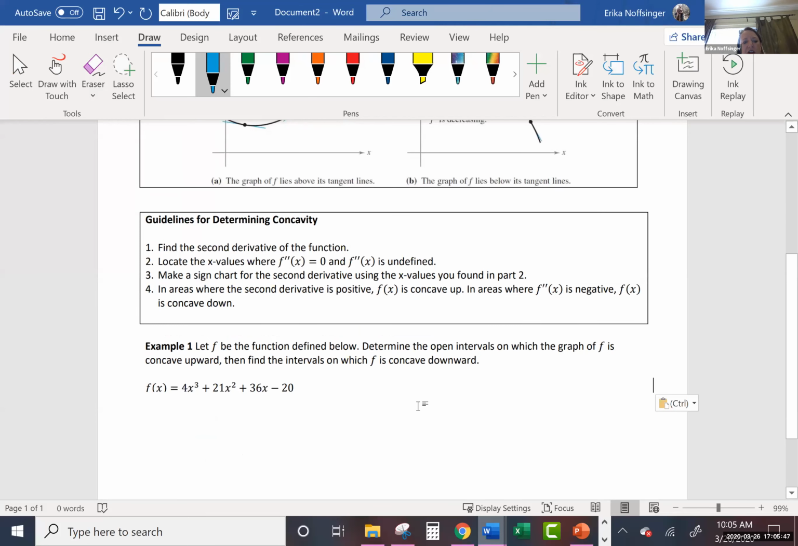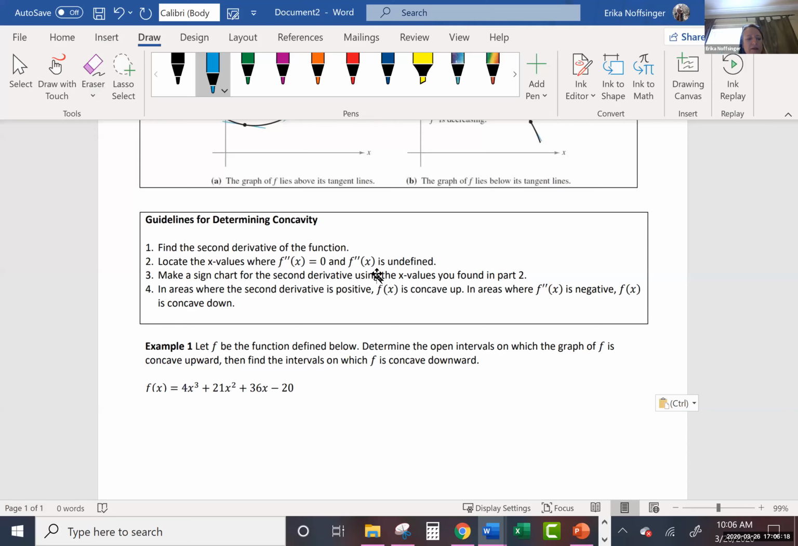Okay, so if we're going to try to find the concavity of some function, then we need to find the second derivative. So you're taking the derivative twice. And once we've done that, we want to figure out when the second derivative is equal to 0 and when the second derivative is undefined. Similarly to what we were doing when we were trying to find if it was increasing or decreasing, we were looking at the first derivative and setting it equal to 0 and where it's undefined.